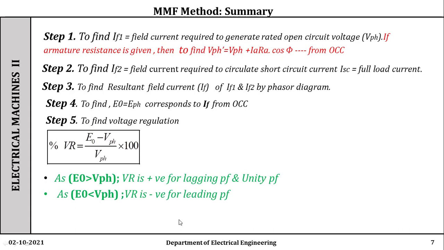We have finished the MMF method of finding the voltage regulation. Now after solving the numerical, it is found that the voltage regulation obtained by this method, that is the MMF method, is a little bit higher than the actual values, and therefore sometimes this method is known as the optimistic method. Okay students, we will stop here. Thank you very much.